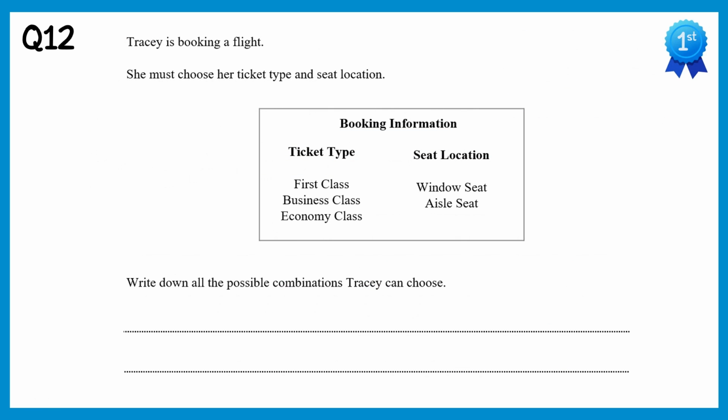In this question, we've got Tracy who's booking a flight, and you can see there are 3 different types of ticket. We could go first class, business class, or economy class, and we also need to choose our seat location, which is by the window or by the aisle. So we need to list all of the possible combinations.